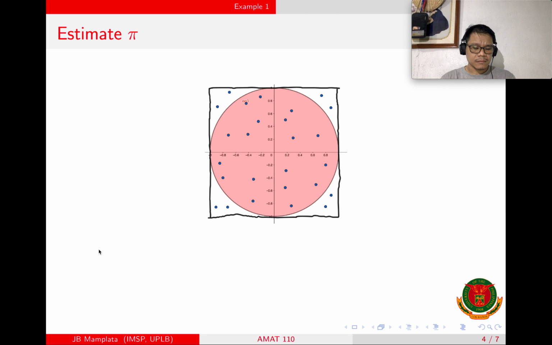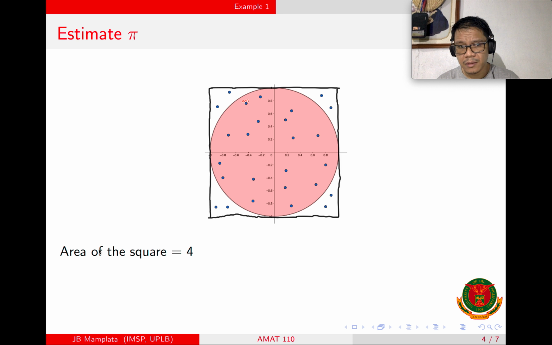Okay? And then ang gagawin natin is imagine that we will throw darts to that figure. Okay? And in throwing darts, we will count the number of points or the number of darts that is in the circle. Okay? And we also determine the total number of darts that were inside the square. Okay, so that's basically the idea. Estimating the value of pi is just throwing darts. Okay? And how do we estimate the value of pi using Monte Carlo simulation?